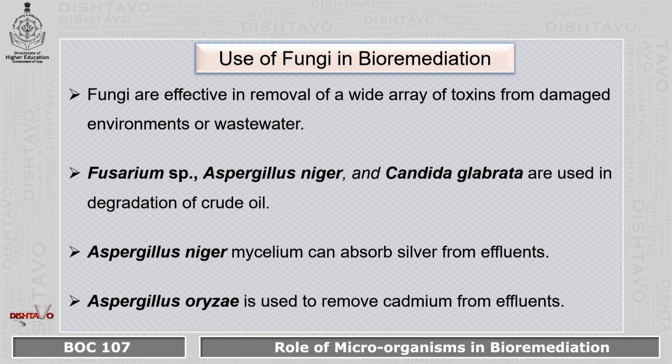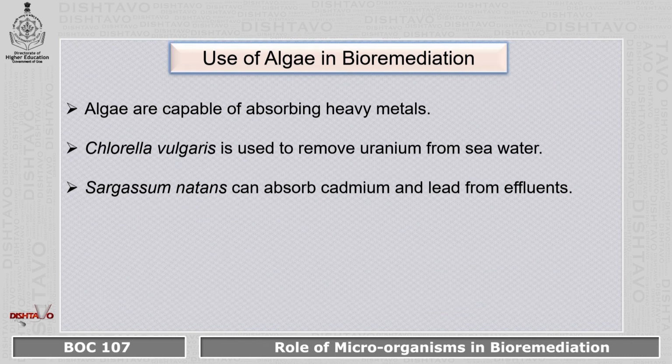Uses of fungi in bioremediation. Fungi are effective in the removal of a wide array of toxins from damaged environments. Examples are Fusarium species, Aspergillus, and Candida glabrata, which are used in degradation of crude oil. Aspergillus niger mycelium can absorb silver from effluents. Aspergillus oryzae is used to remove cadmium from the effluents.